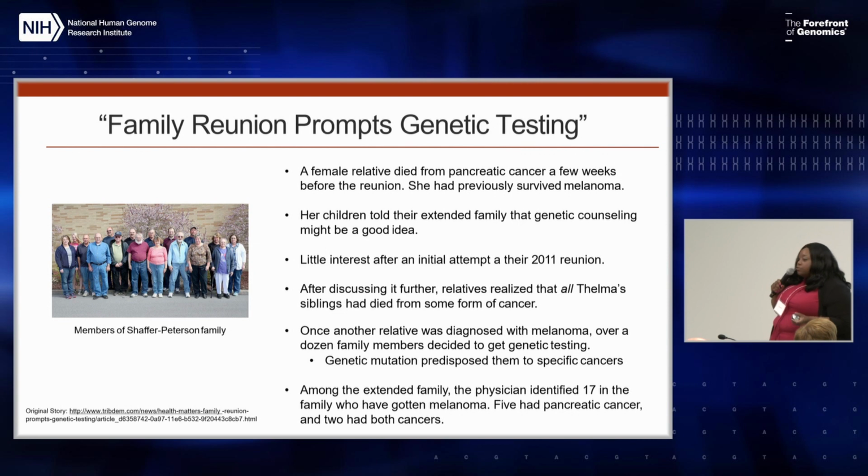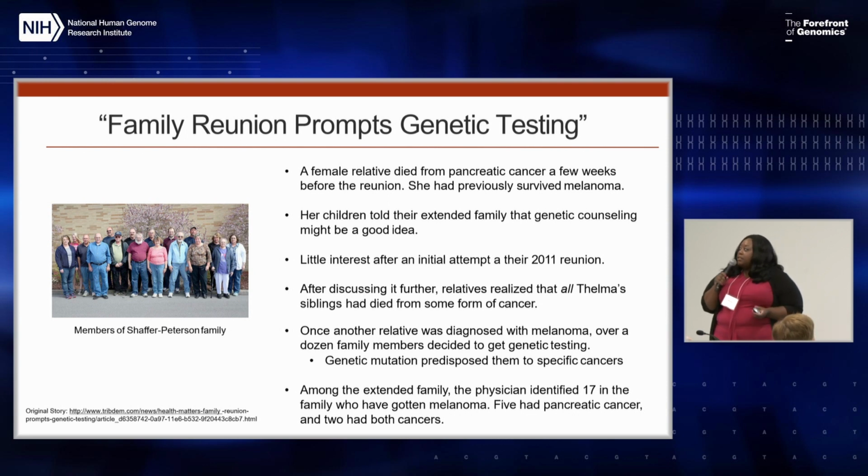Her children told their extended family that genetic counseling might be a good idea. However, after an initial attempt, there was little interest. However, after discussing it further, her relatives realized that all of her siblings had also died from some form of cancer. And so once another relative was subsequently diagnosed with melanoma, over a dozen of their family members ended up deciding to get genetic testing.